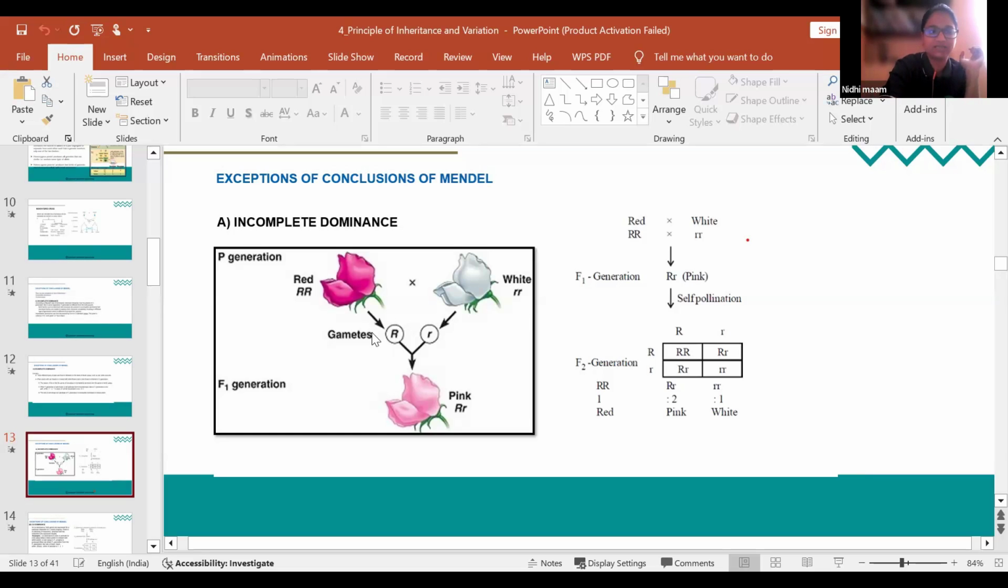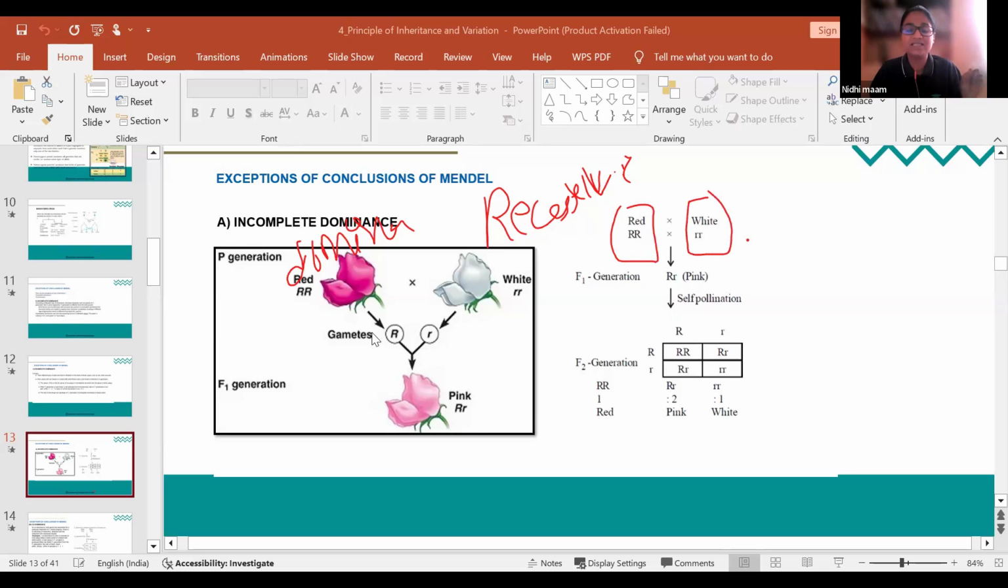Remember, my dear boys and girls, the dominant character will be red, and the recessive character will be white. Let us consider two parents in one cross. One parent is homozygous red, that is, a plant with a pure red line. The other is pure white, the plants which have only white flowers.